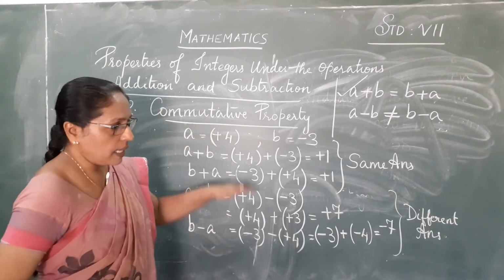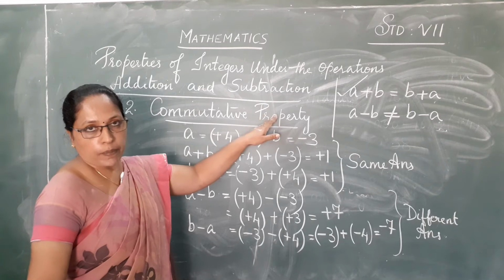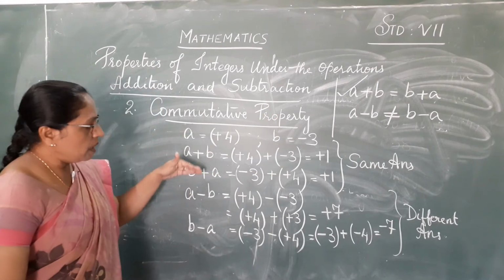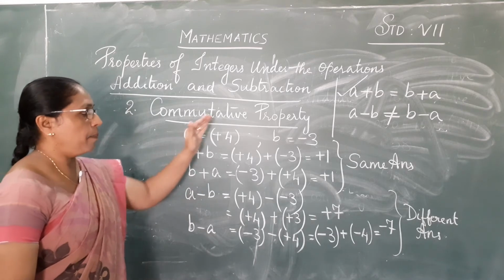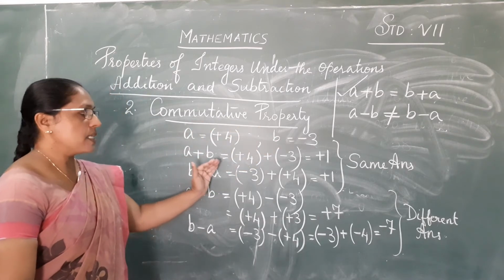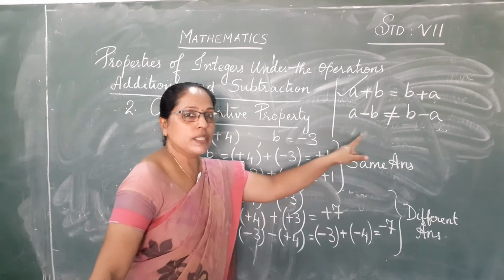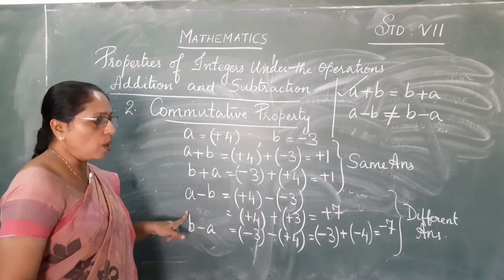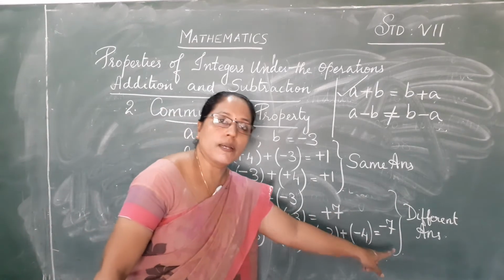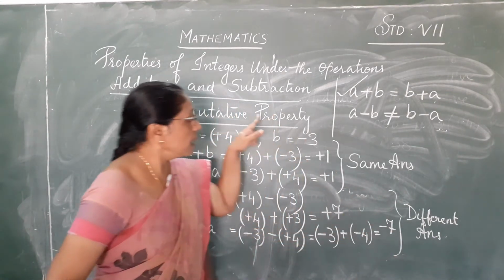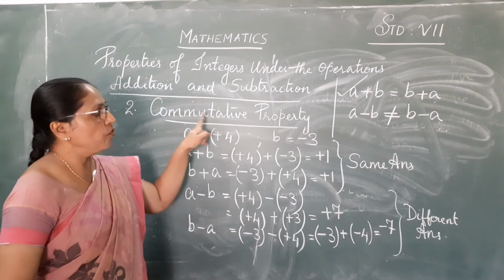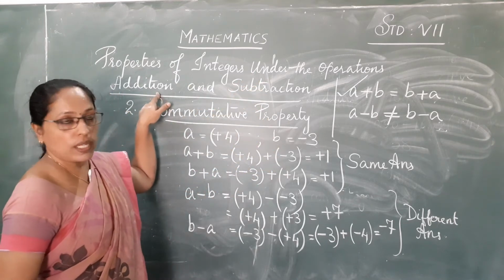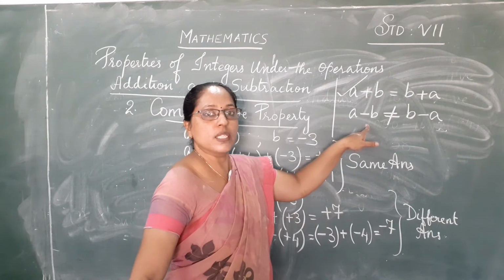So once again, what is commutative property? When we add two integers in any order, a plus b, b plus a, the answer will come the same. But when we subtract two integers in any order, the answer will not come the same. So commutative property is true for integers only under the operation addition, and for subtraction it is false.